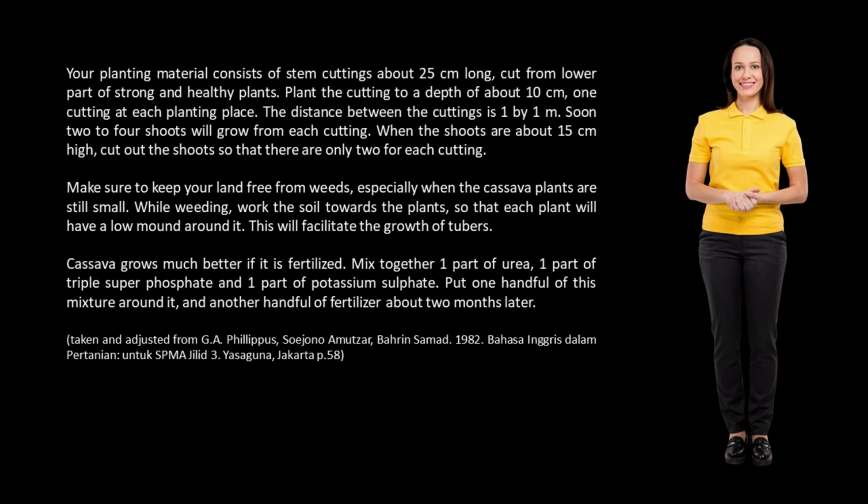Cassava grows much better if it is fertilized. Mix together 1 part of urea, 1 part of triple superphosphate, and 1 part of potassium sulfate. Put 1 handful of this mixture around it, and another handful of fertilizer about 2 months later.